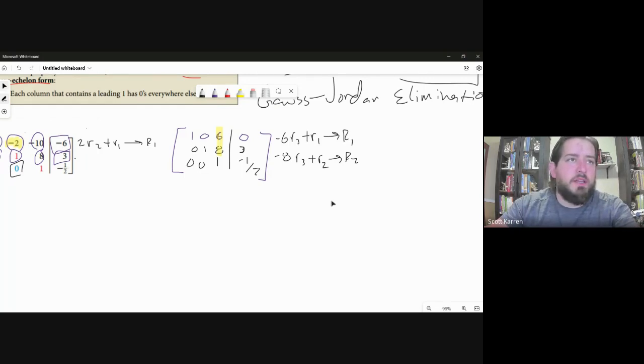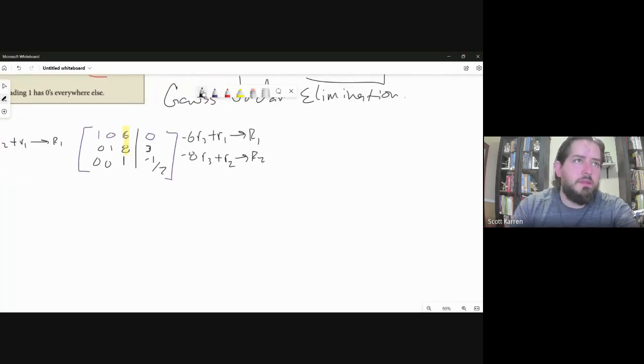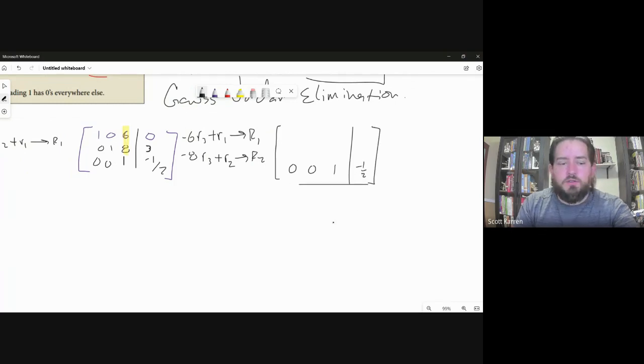And what happens here then? Well, my bottom equation doesn't change. That's 0, 0, 1, and -1/2. And I don't want that to change because this is already solved for z. Z equals -1/2.